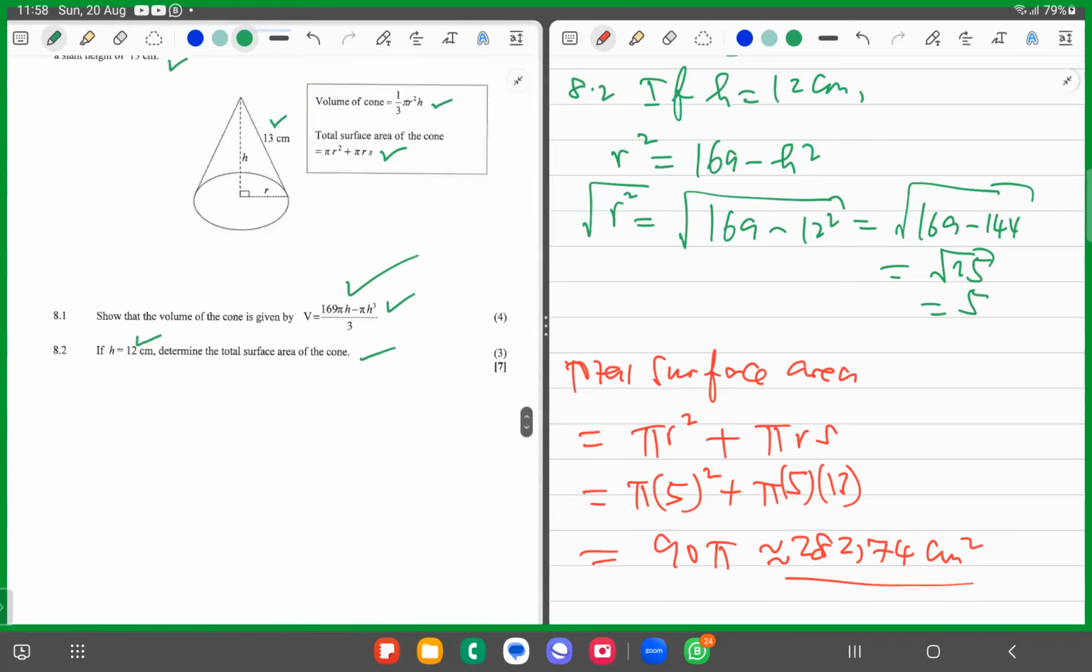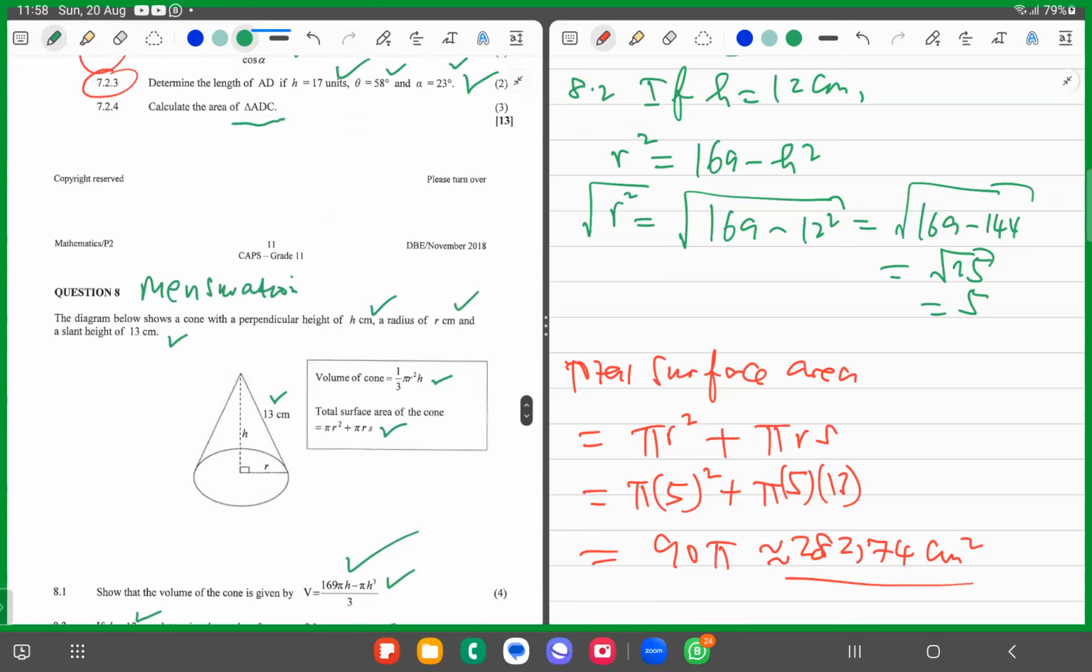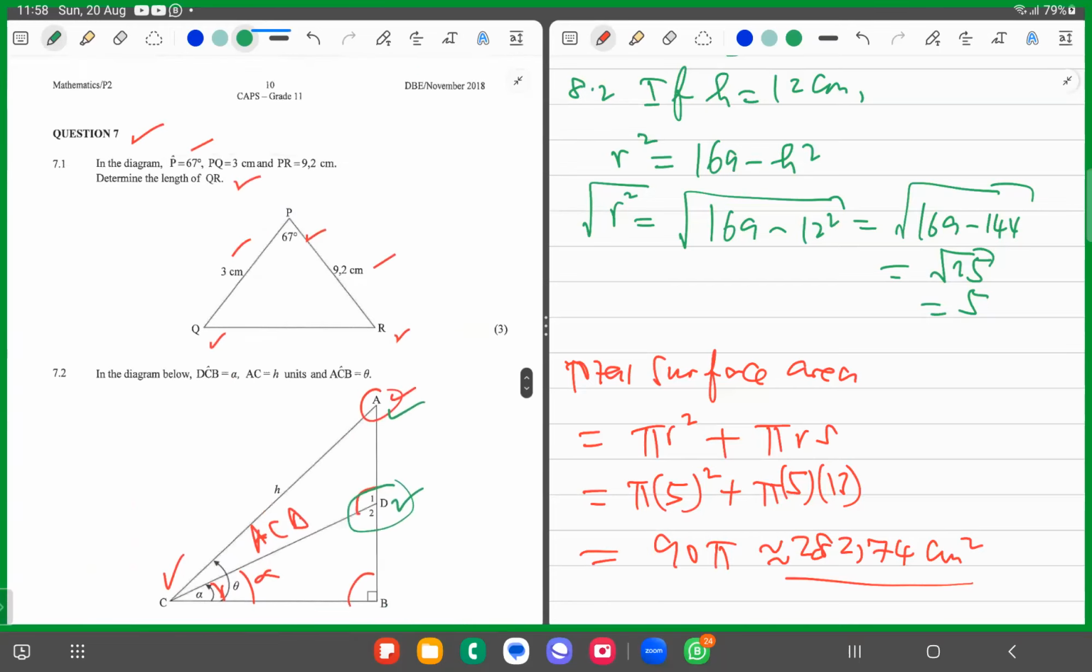Right, so we've done a couple of questions now. We've done question 8 of this paper. We've done question 7, the sine and cosine rule.